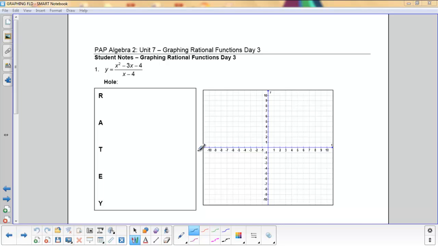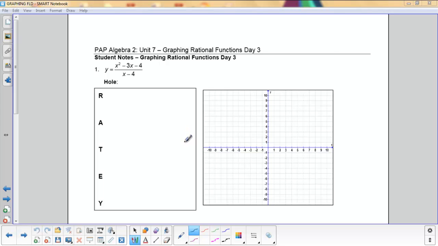All right, welcome back. We're on to Graphing Rationals Day 3. As your foldable notes describe, we are using a new term today. That term is called a removable discontinuity. Removable discontinuity is commonly referred to as a hole.